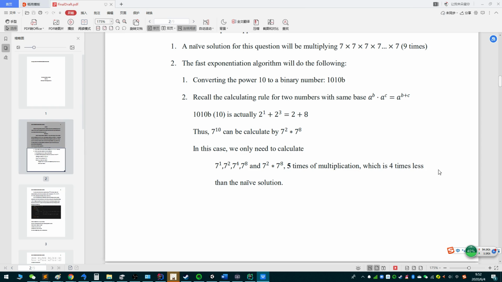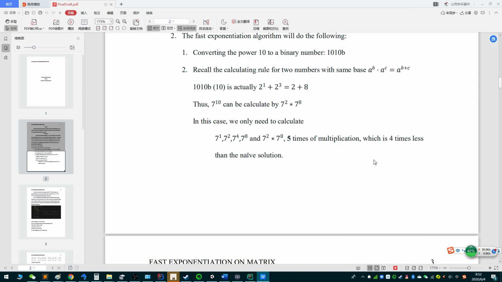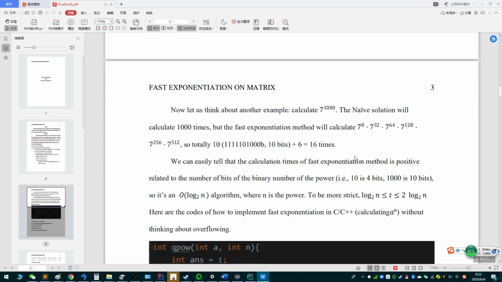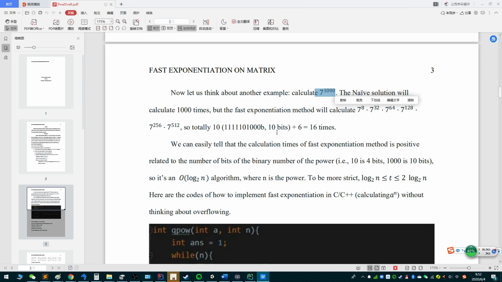You may think that, wow, the simplification does not seem obvious because it's like 9 and 5. Let's take another example. Let's say we want to calculate 7 to the 1000th power. The naive solution will calculate 1000 times, maybe 999 times to be accurate. But for the fast exponentiation method, it only needs to take, let's say, 7 to the 8th, 7 to the 32, and so on, because we can convert the 1000 to the binary number, which is this one, and it has 10 bits.